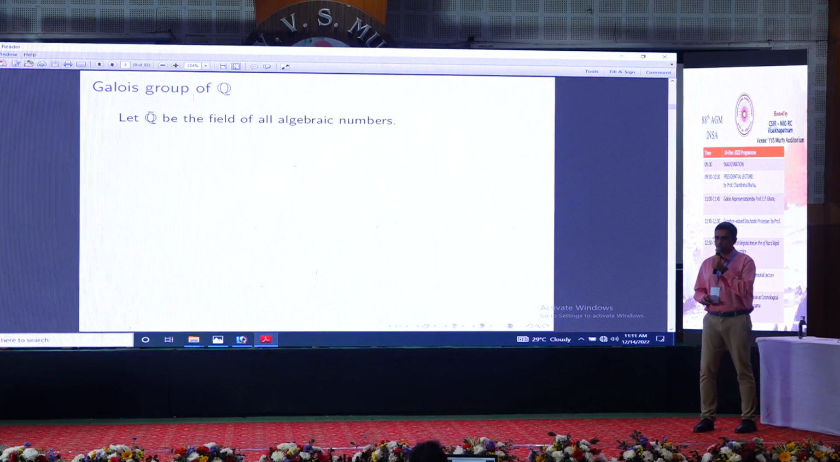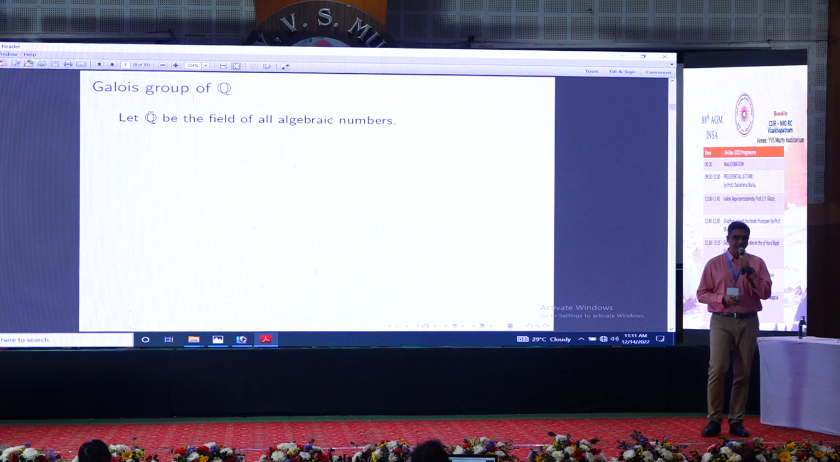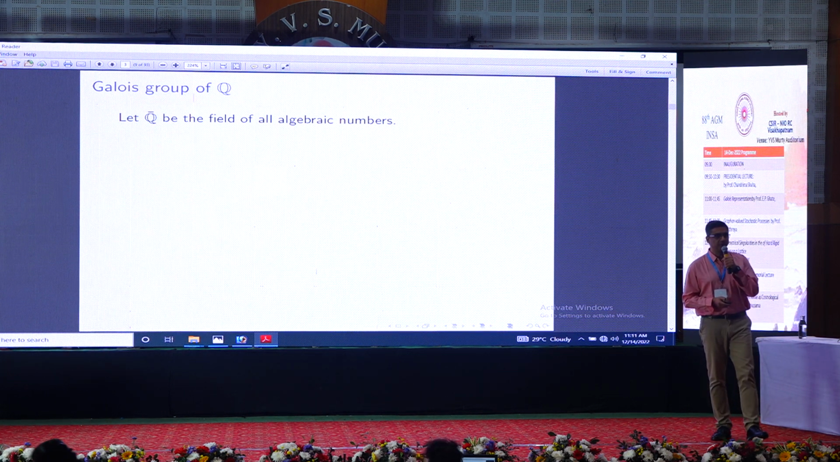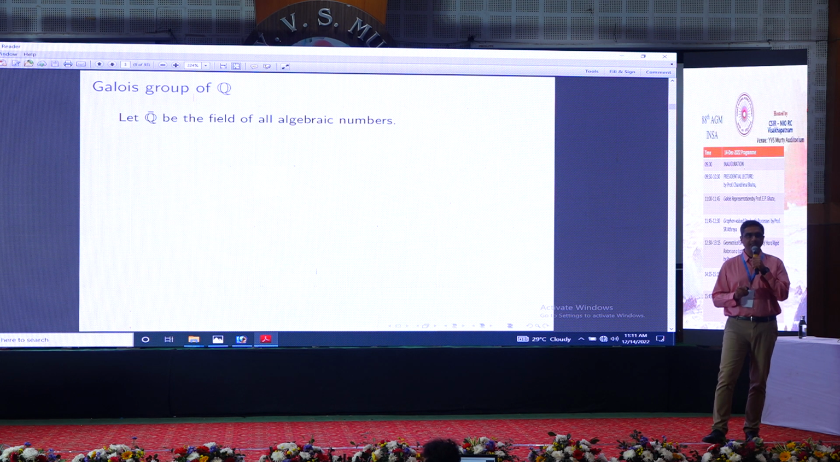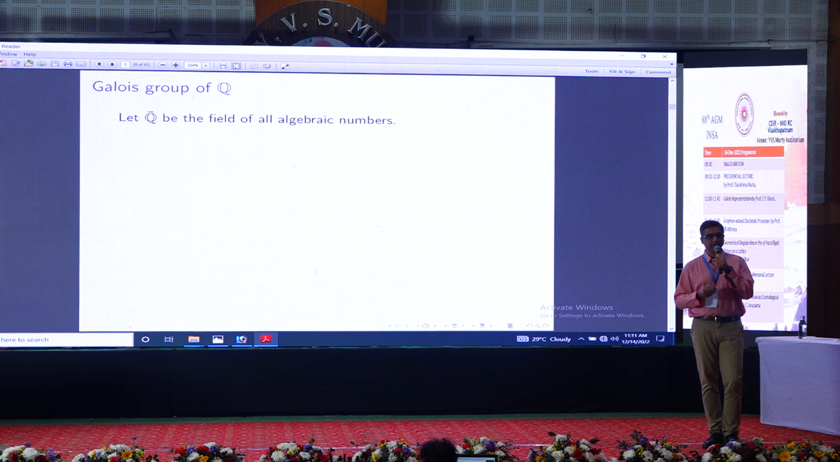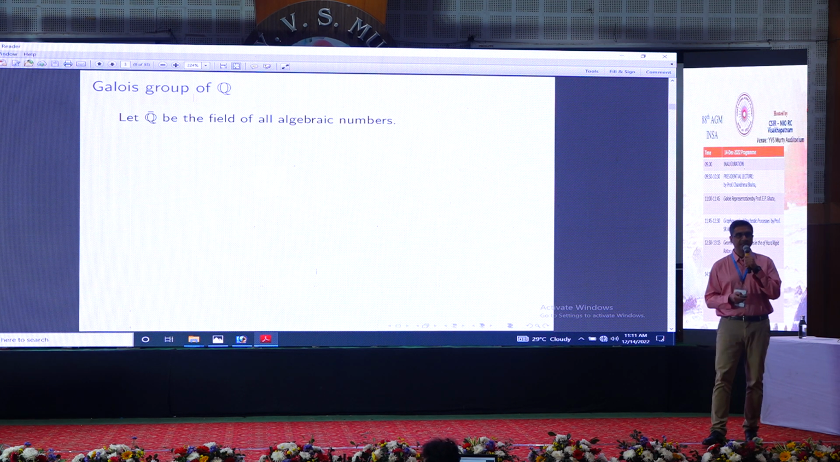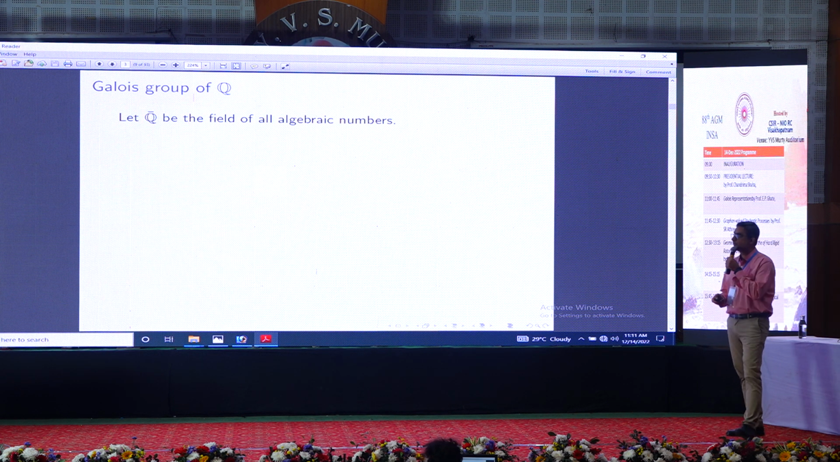Okay, so now I want to introduce the Galois group. This was the Galois group of a polynomial. That's a finite group, but there's the Galois group, which is a big infinite group, which contains the information of all these finite Galois groups attached to each polynomial.